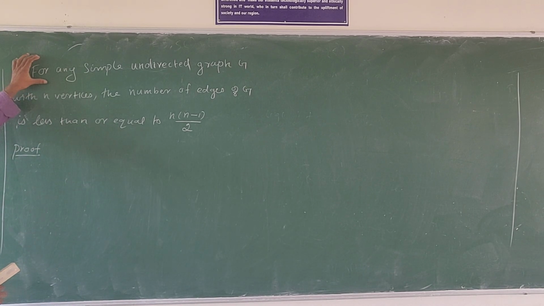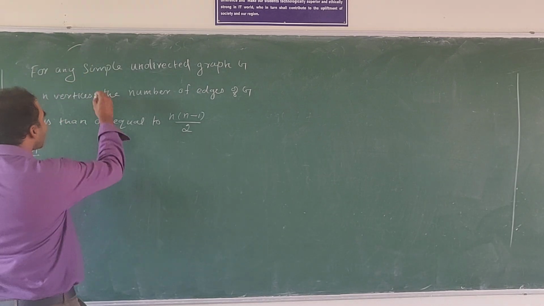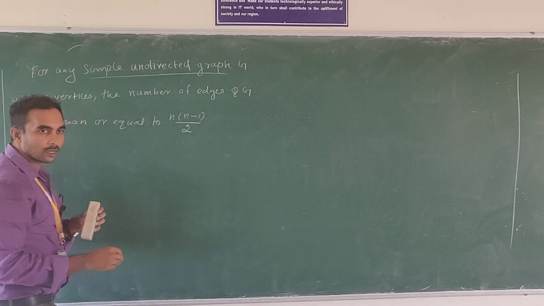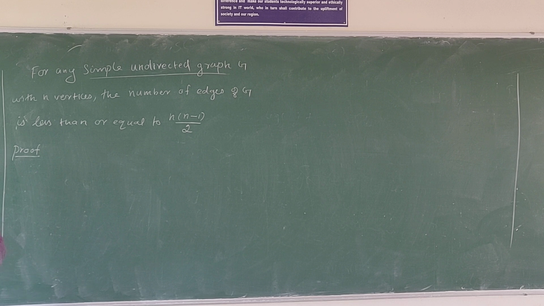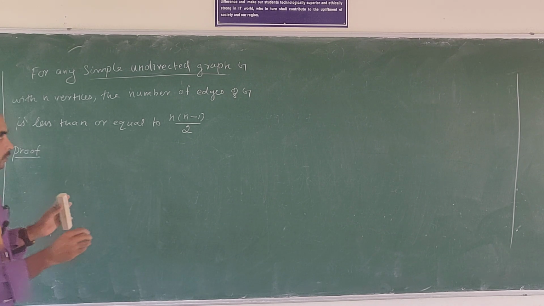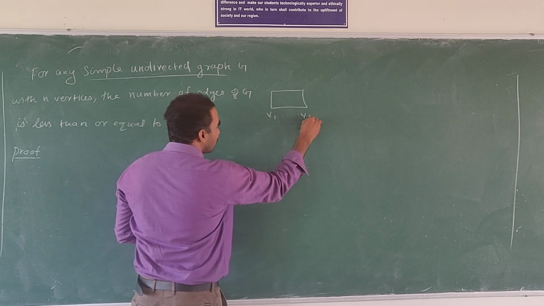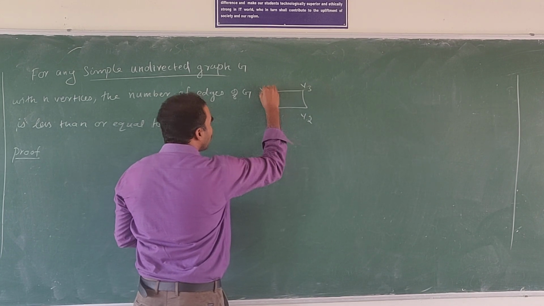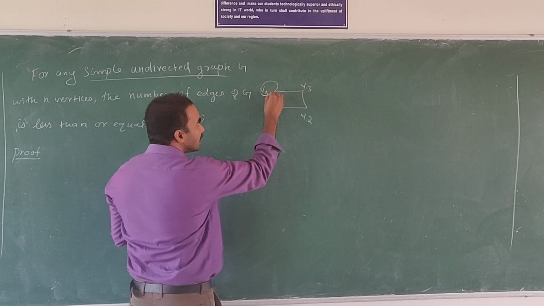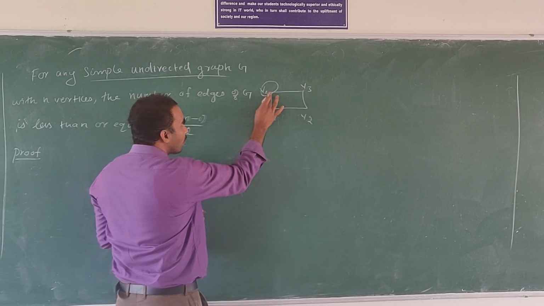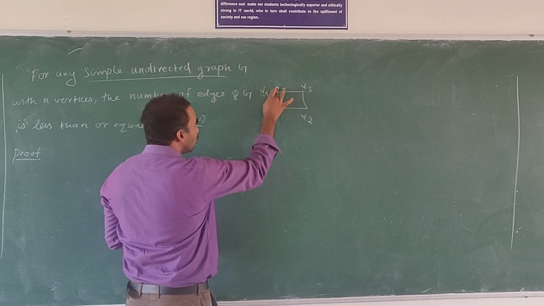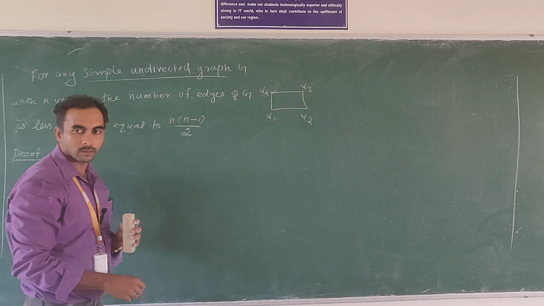Listen, this theorem states that for any simple undirected graph, that is very important. Simple graph means it doesn't have any loops. I will explain what loops are. Consider the graph V1, V2, V3, V4. A loop means this. Simple graph means without loops. There is no loop involved.